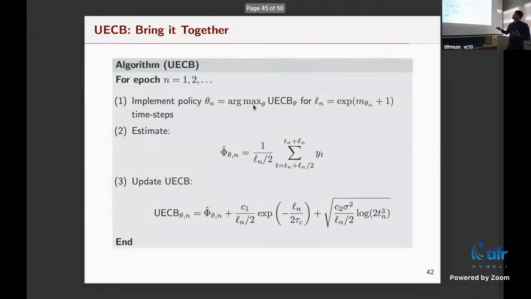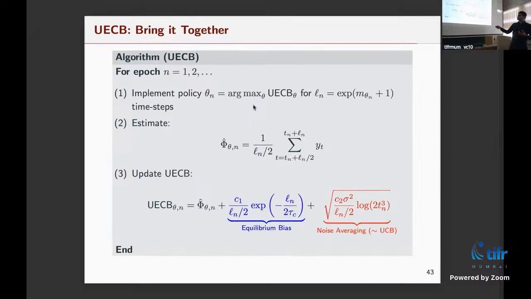So combining all of these, this is the upper equilibrium confidence bound algorithm. The manager implements the policy theta n, which is the maximum of the UECB of theta at that time, for an epoch whose length is defined based on the number of times it has been chosen till now. The estimate is taken using the last ln by 2 rewards, averaging that, and the UECB update has the standard estimate plus 2 terms.